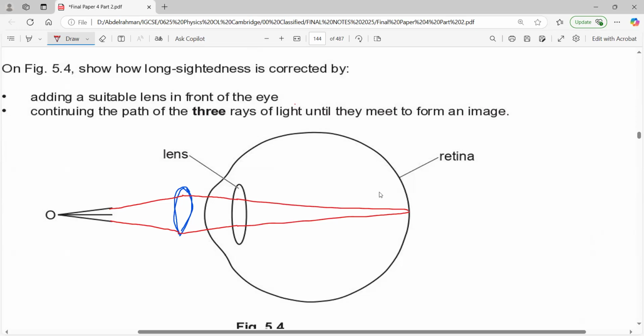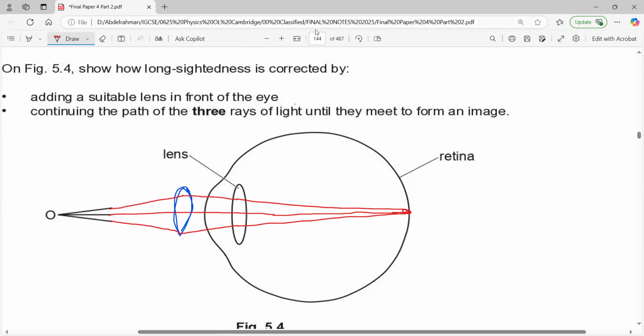Definitely you can draw this third line which moves straight. This line is moving along the principal axis, so it doesn't bend. It will also meet them at the retina. When the rays meet exactly on the retina, a sharp image is produced. Now I drew the three lines, they met on the retina, and we have a sharp image.